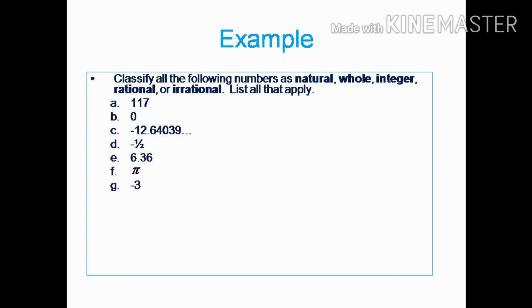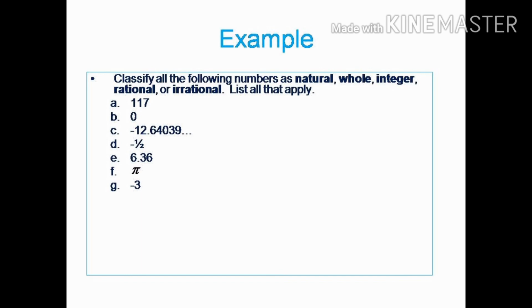And the next one is minus 1 by 2. Is this an integer? Integers have negative numbers but not fractions. So minus 1 by 2 is not an integer, but it is a rational number. Okay. And the next one, 6.36. 6.36 is a positive decimal number. Decimal numbers are not in the integers. That is why 6.36 is a rational number. Pi. We already discussed. What is pi? Is this a rational or irrational number? Yes, you are correct. It is an irrational number. Minus 3. Yes, minus 3 is an integer, rational also.